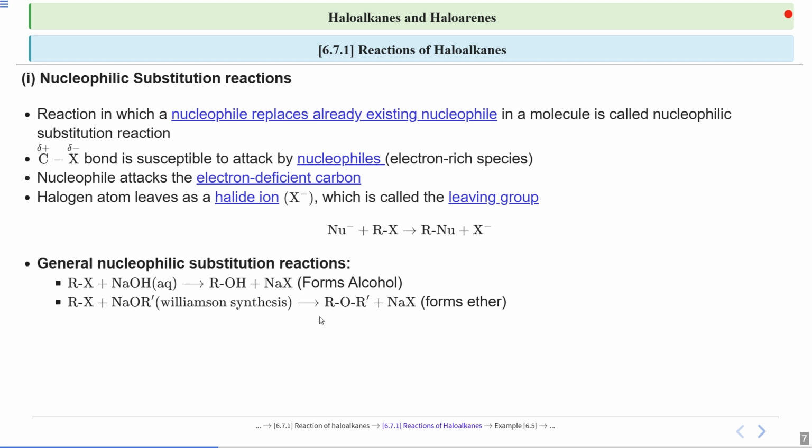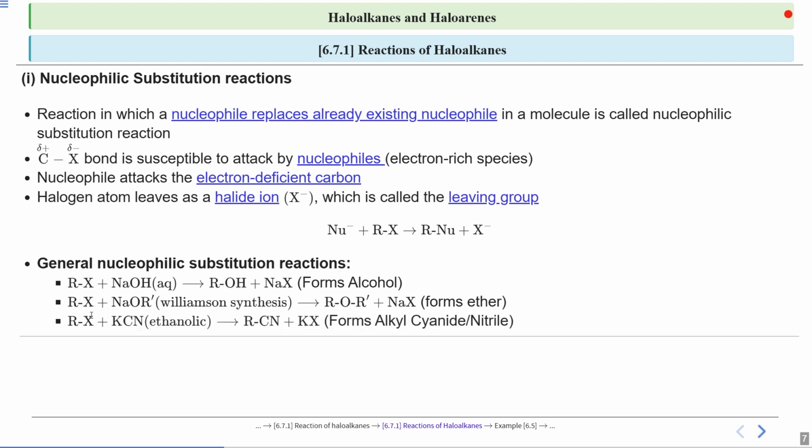In this Williamson synthesis we use primary alkyl halide for effective results. Why? Because secondary and especially tertiary alkyl halides tend to undergo elimination rather than substitution, and that leads to an alkene as a byproduct instead of the ether. So we mostly use primary alkyl halide, and both symmetric and asymmetric ethers can be obtained by this method.